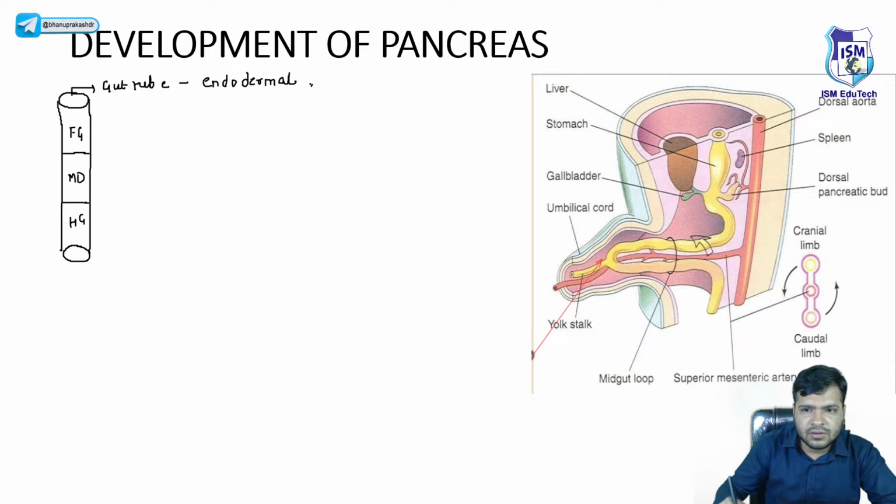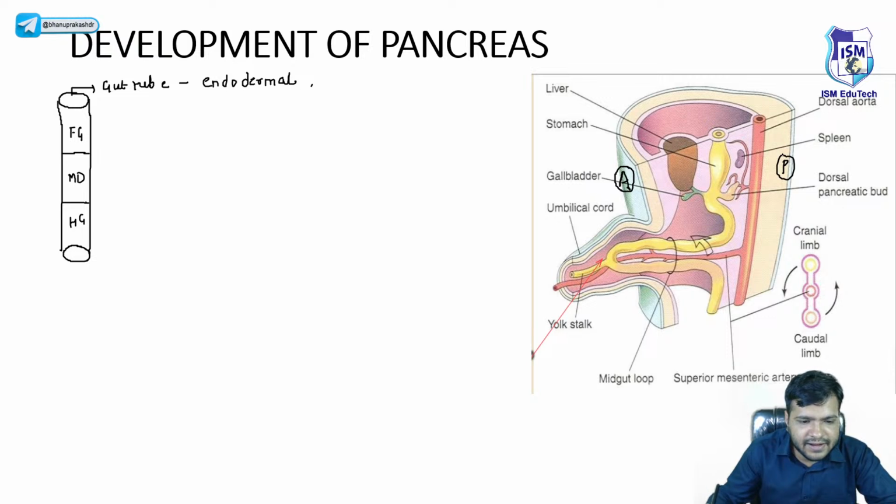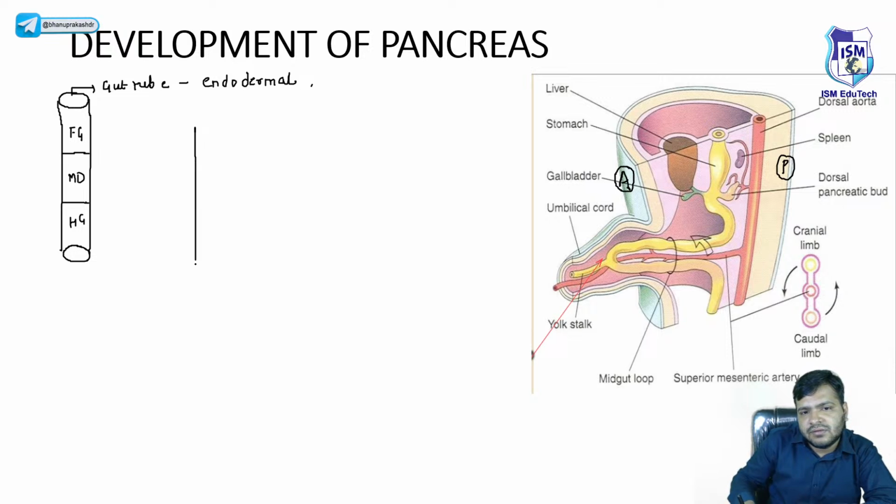Now, this is in the picture. See, this is the anterior abdominal wall and this is the posterior abdominal wall, right? So I'm just trying to draw it, and we'll see how the development goes. Yes, this is the anterior abdominal wall and this is the posterior abdominal wall.